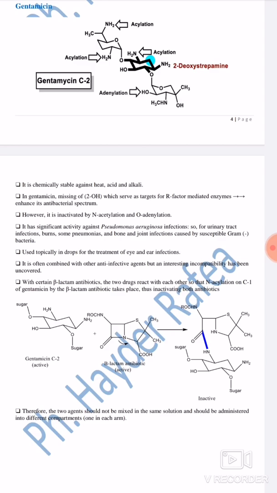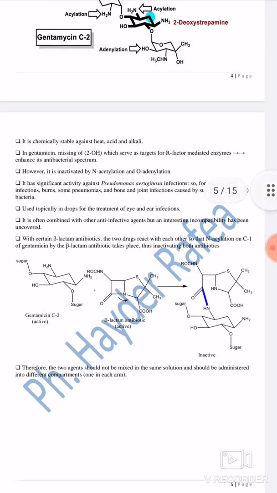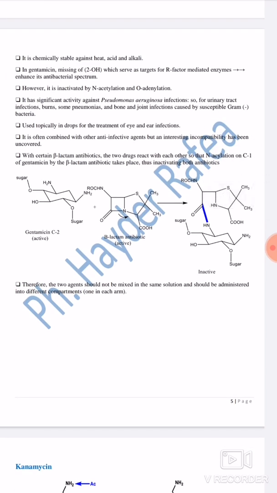It is combined with other anti-infective agents, but an interesting incompatibility has been uncovered. With certain beta-lactam antibiotics, the two drugs react with each other so that N-acylation on carbon 1 of gentamicin by the beta-lactam antibiotic takes place. Thus, inactivation of both antibiotics occurs. So, if I ask you in any exam why we cannot give gentamicin and a beta-lactam antibiotic at the same time, you should answer that the two drugs will react with each other and acylation occurs on carbon number 1 of the gentamicin. Therefore, the two agents should not be mixed in the same solution and should be administered into different compartments.